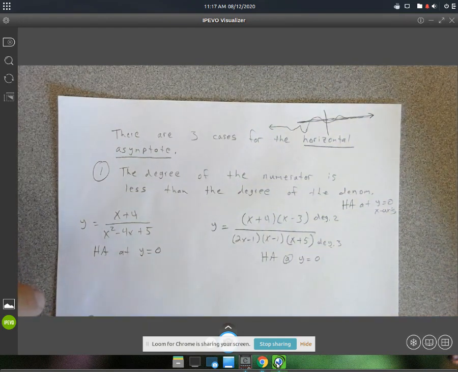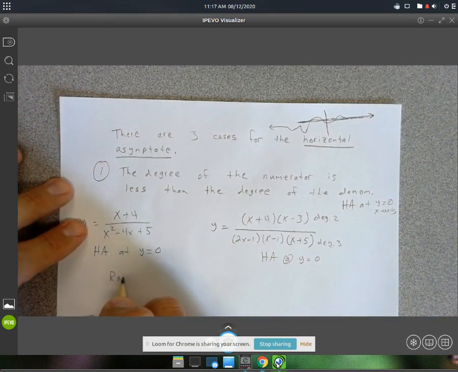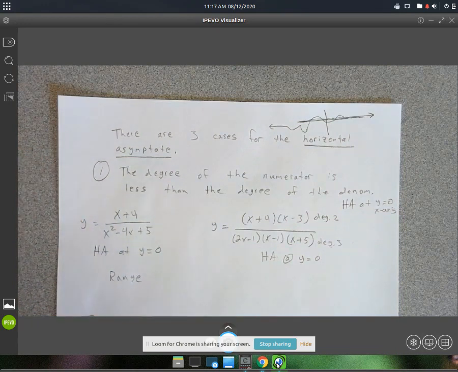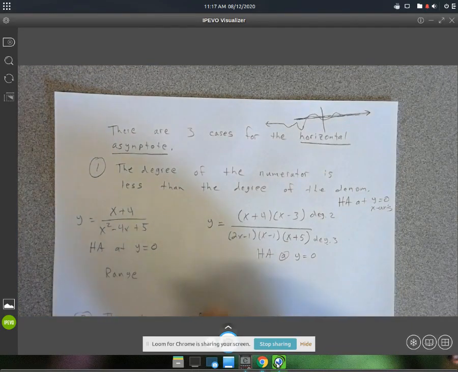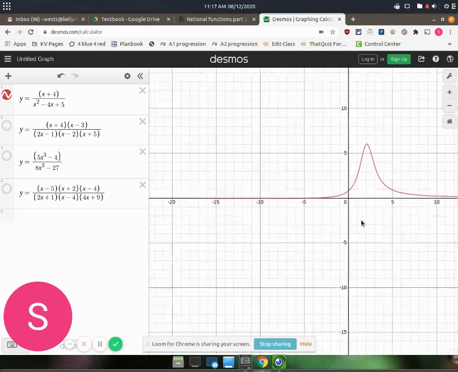So what you want to look at next is the range. Now, finding the range for these is not nearly as easy as finding the domain. So we're just going to graph these and look at the graph to determine it. There are some ways to find the range algebraically, but they're pretty intense, and it really changes depending on what kind of denominator you have. So let's look at the graph of our first one here. You see it's got a very funky graph.